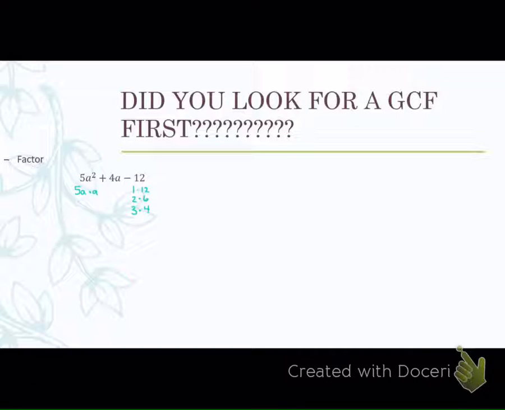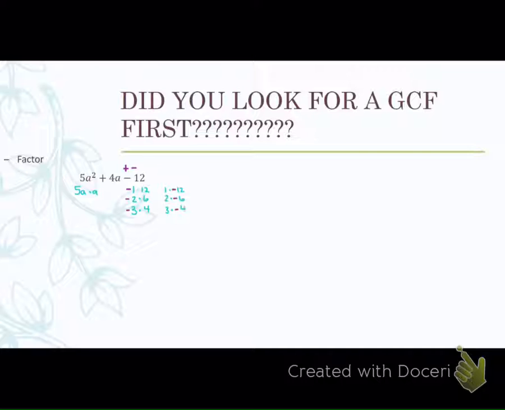Factors. So then we have to decide our sign. One has to be positive and one has to be negative. So we have negative 1 and negative 2 and negative 3, or we could have 1 times negative 12, 2 times negative 6, or 3 times negative 4.